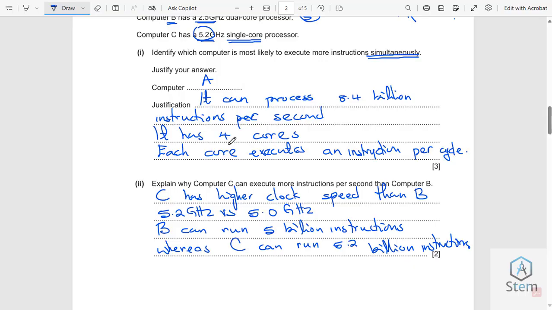Alright, so C has a higher clock speed of 5.2 gigahertz compared to 5 gigahertz for B. Now, C can run 5.2 billion instructions, B can run 5 billion instructions. So C can do more in a second compared to B.